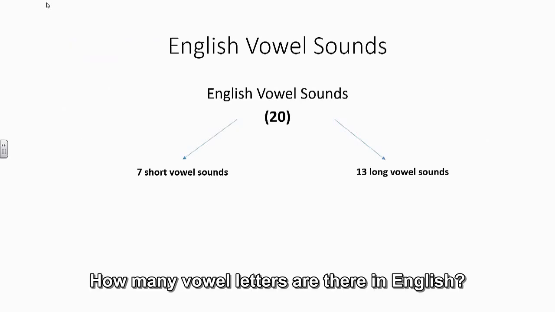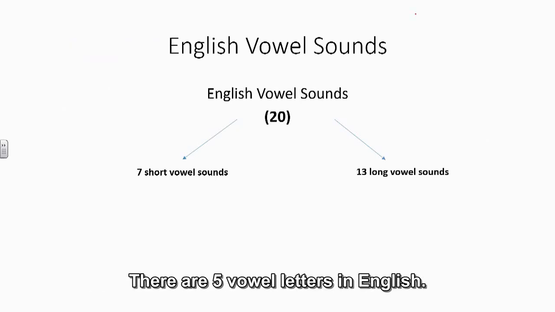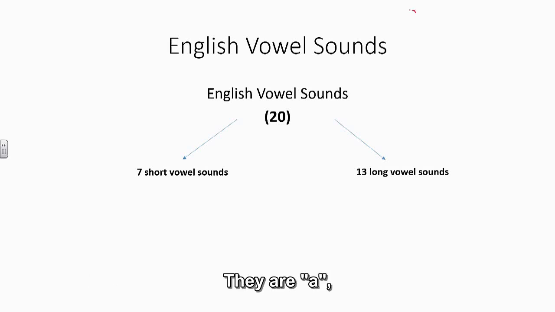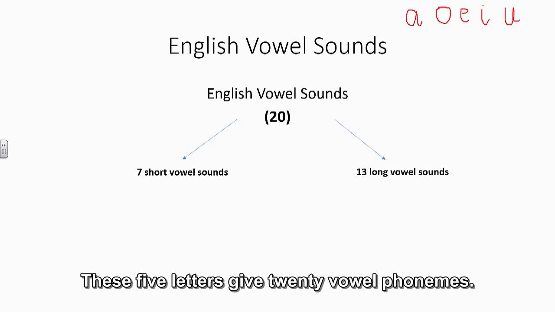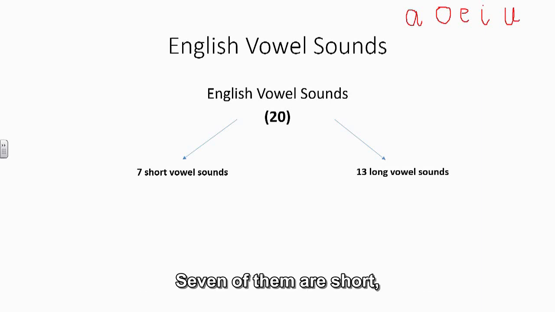How many vowel letters are there in English? There are 5 vowel letters in English. They are A, O, E, I, and U. These 5 letters give 20 vowel phonemes. 7 of them are short and 13 of them are long.